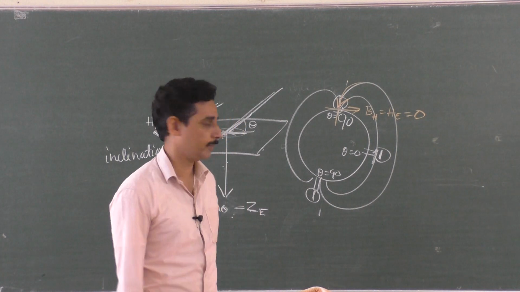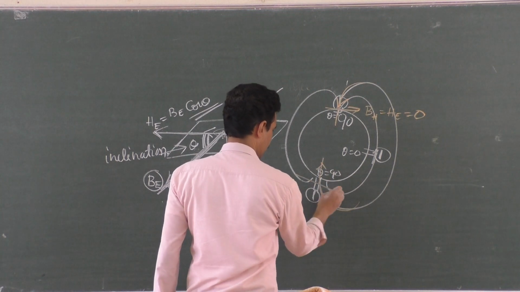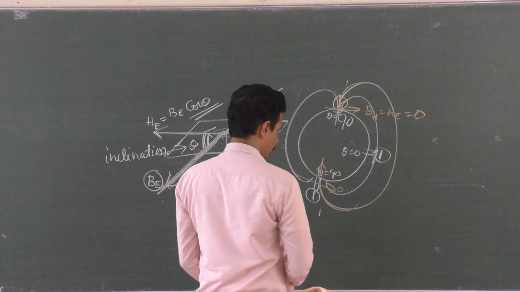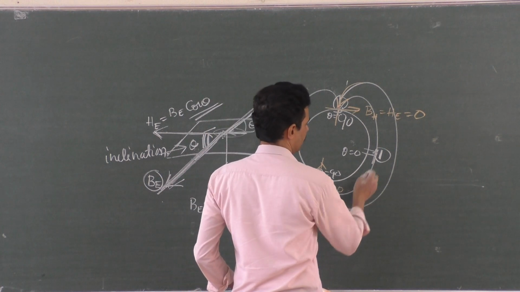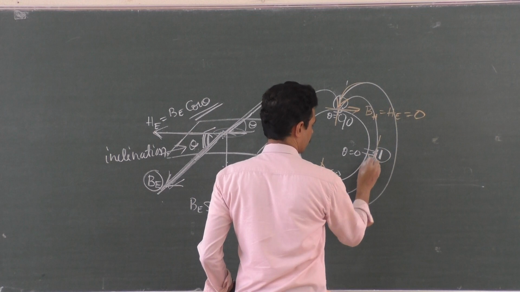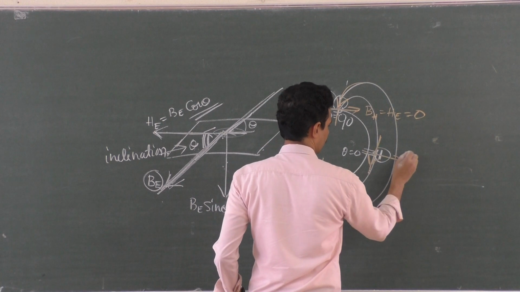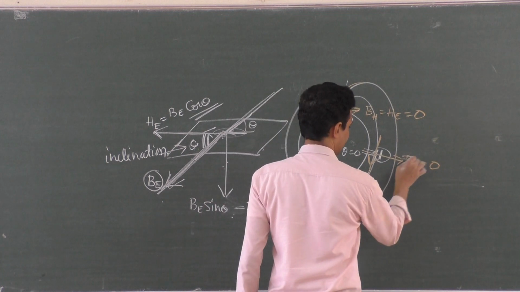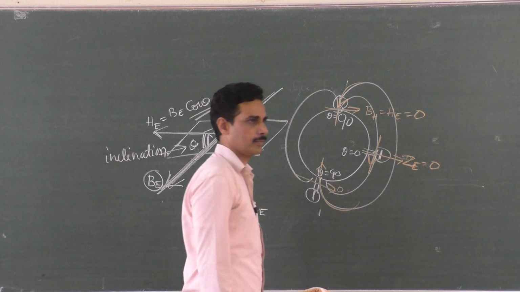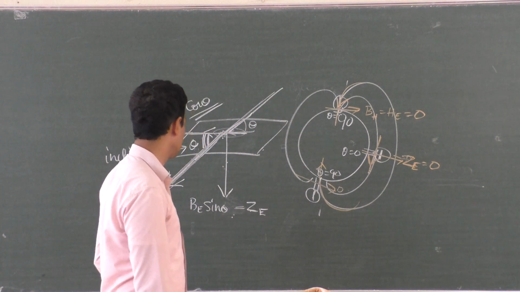Horizontal component is 0. What about here also? The same thing. Full Earth's magnetic field is vertical. Horizontal component is 0. What about at the equator? At the equator, the full Earth's magnetic field is horizontal, right? Vertical component is 0. So Z_E is 0. Earth's magnetic field along the Z direction, the vertical component, is 0. So you have so many things to define now, right?